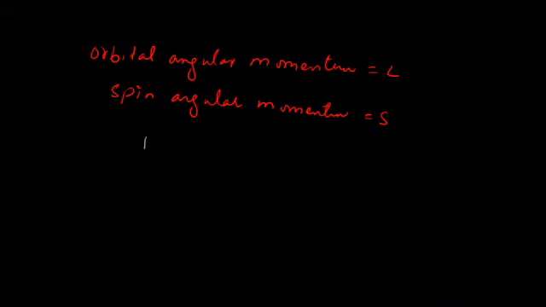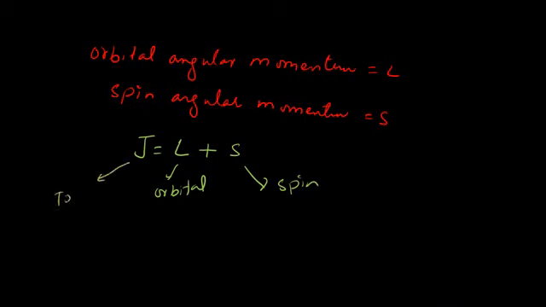Total angular momentum can be represented by J, and it is the combination of L plus S. Here L is the orbital part of angular momentum, S represents the spin angular momentum, and J represents the total angular momentum.